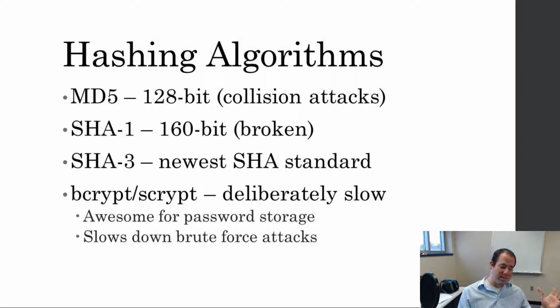Now, there's a whole other set of hashing algorithms that are deliberately slow, and bcrypt and scrypt are two examples of that. And the reason that a hashing algorithm is deliberately slow is that it slows down brute force attacks on passwords. And they are amazing, and they're used for password storage. And I keep teasing password storage, and we'll get there. And we'll get to the reason why hashes are used, or should be used, for password storage.